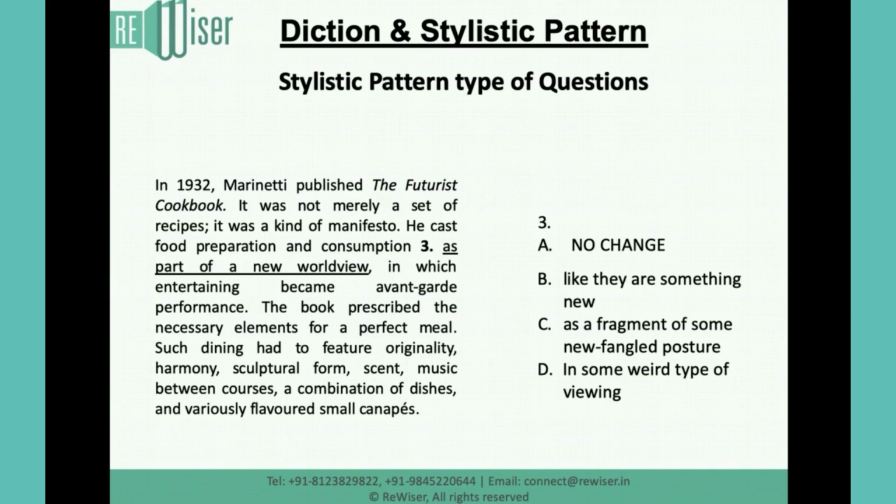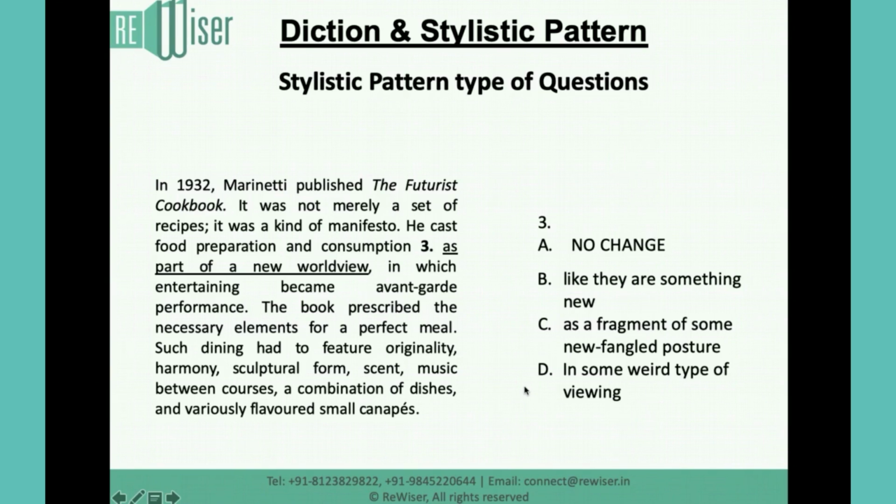First, of course, the given one. He cast food preparation and consumption as part of a new worldview. Next, like they are something new, as a fragment of some newfangled posture, in some weird type of viewing. Right. Okay. Look at the rest of the passage and what do you think? What would fit in with the language, the formal tone or informal tone, or somewhere between formal and informal tone that is there in the passage? Most passages on the SAT you're going to find are somewhere between very, very formal and informal. They will never be very informal, except if it is a conversation, and they will be very formal only in case of scientific papers. You're going to find them somewhere in the middle over here.